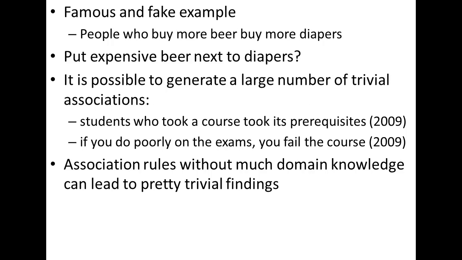Now, there is a very famous and fake example which says that people who buy more beer buy more diapers. This essentially tries to model the behavior of people. They say that if a family head goes to a store in the evening and is going to buy some diapers, he's going to grab some beer to go with it. Now the question is, what do we make of this information? How do we react? Do we put the expensive beer next to diapers, for instance? And how do we understand human behavior from it?